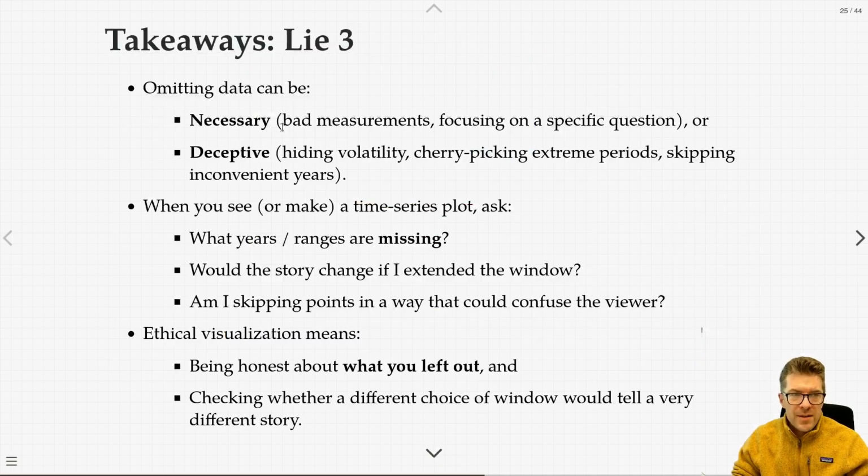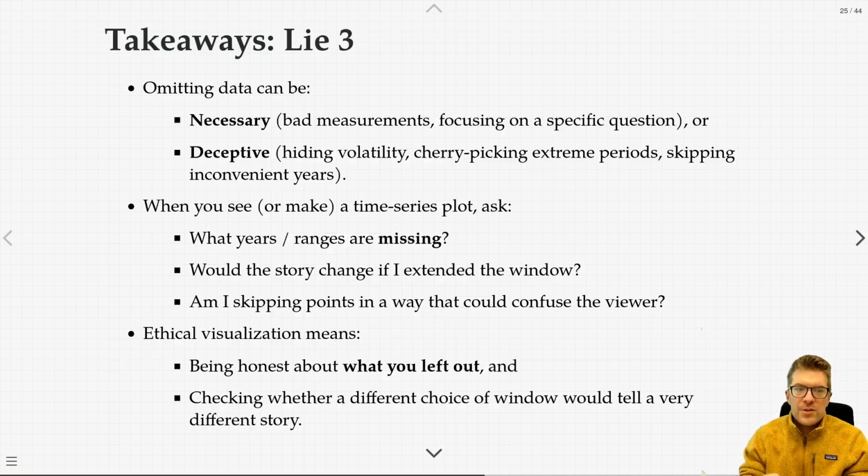So, summarizing this, omitting data can sometimes be necessary if there are bad measurements or bad noise, or if you have to really focus on a specific question, like what's been happening within this particular frame of time is the only question you care about. But like I'm emphasizing, it can also be deceptive. It can hide volatility. It can cherry pick extreme events or periods. It can skip things that are inconvenient to your narrative.